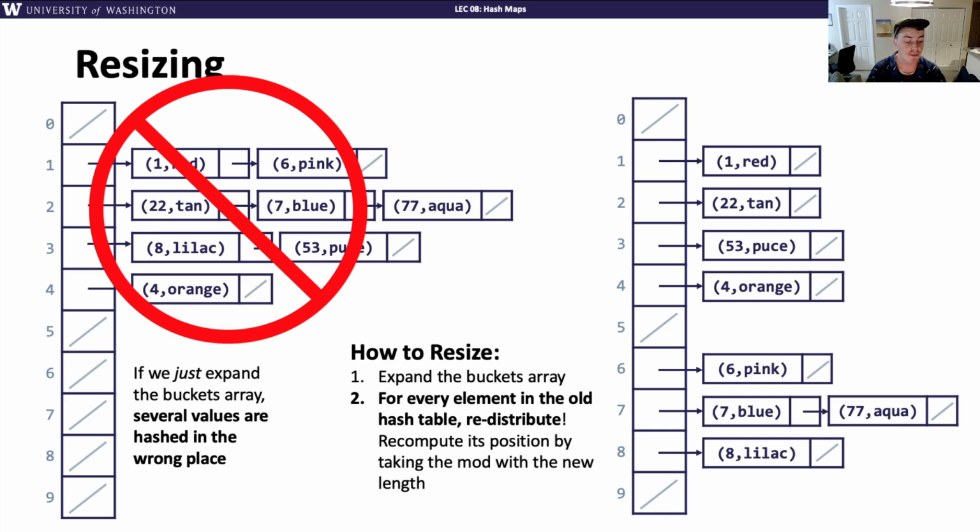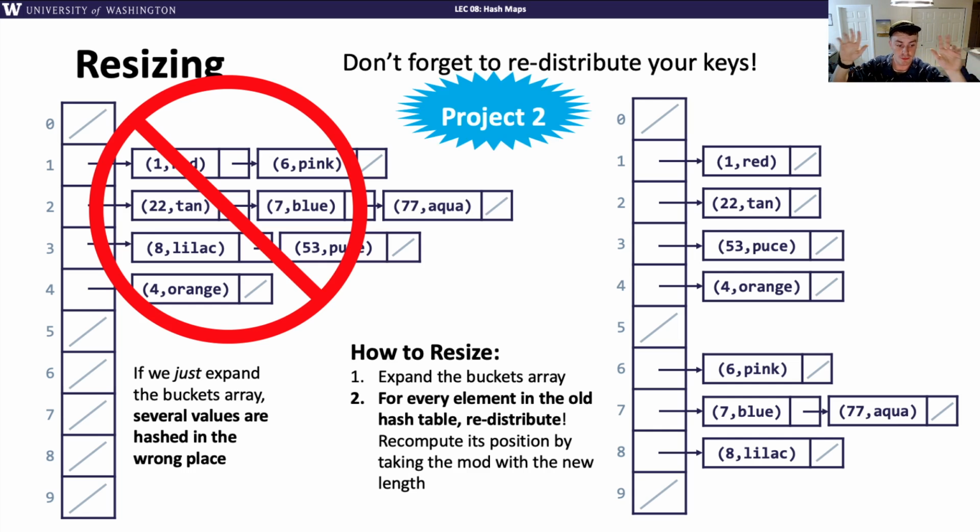And what I mean by that is first make your array twice as big, and then for every key value pair that was already in there, find its new index using your new hash function with the longer array that you're modding by. So you need to recompute the new positions. Do not forget to redistribute your keys on your project.